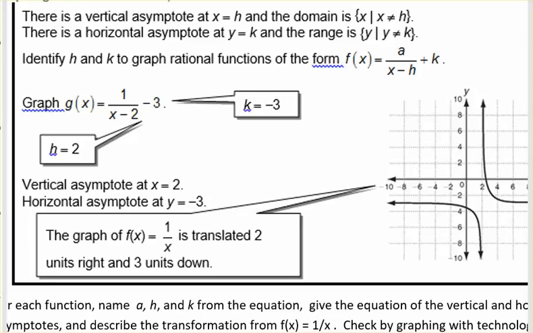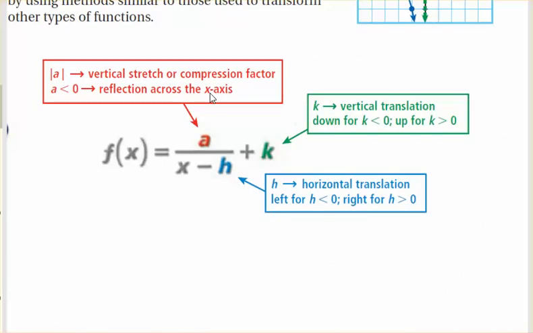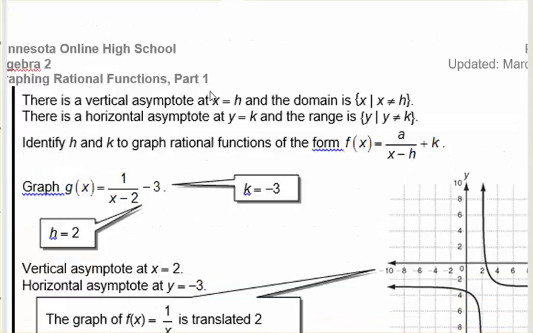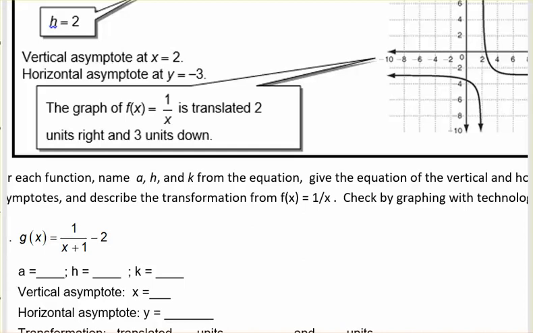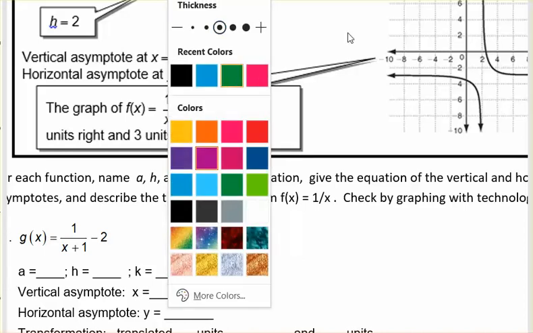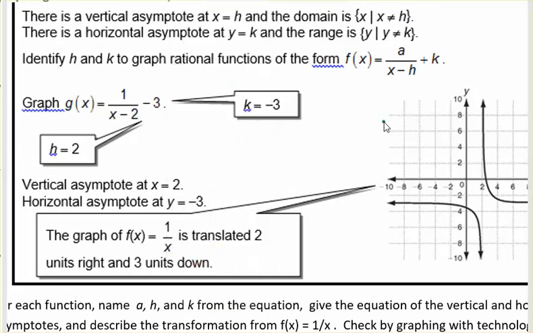I'm using just a pencil tool, so it'll be a little bit rough. Let me see what colors we should use. For vertical asymptote, we'll use green. So let's see how straight of a line I can get here. It's going to go through right at 2. I'm trying to make it a dashed line because it's going to get closer and closer to that line, but it'll never touch it. So that is the asymptote x equals 2.